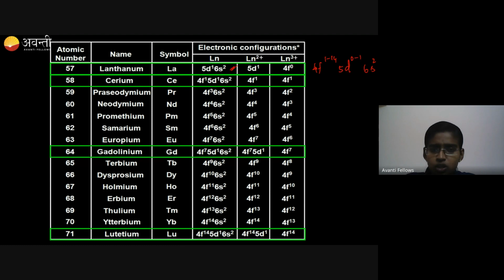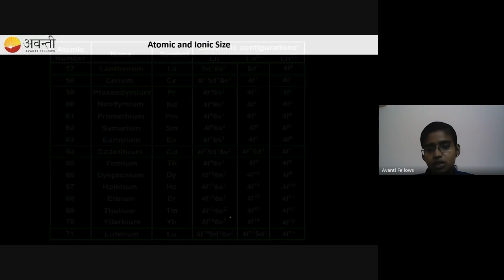So one of the f electrons jumps into the 5d orbital for cerium. And in case of gadolinium, after 4f7 it should be 4f8, right? So the 8th electron has jumped into the 5d orbital. And for lutetium, after 4f14 that should be 4f15. But 15 electrons cannot be accommodated in the f subshell. Since we have only 7 orbitals for 4f, only 14 electrons can be accommodated. So the 15th electron comes to the 5d.